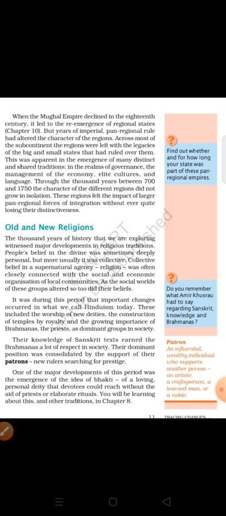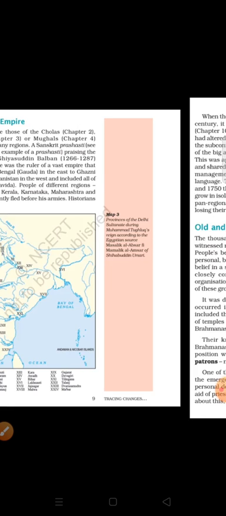The regions were left with the legacy of the big and small states that had ruled over them. This was apparent in the emergence of many districts and shared traditions in the realms of governance, the management of the economy, elite cultures and languages through the thousand years between 700 and 1750. The character of the different regions did not grow in isolation. These regions felt the impact of larger pan-regional forces of integration without ever quite losing their distinctiveness.